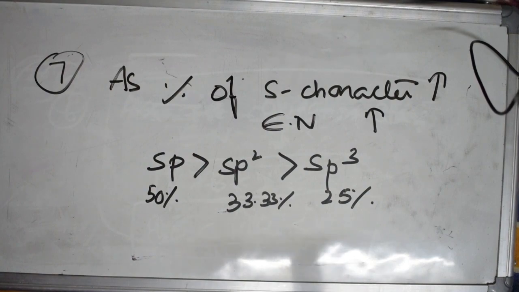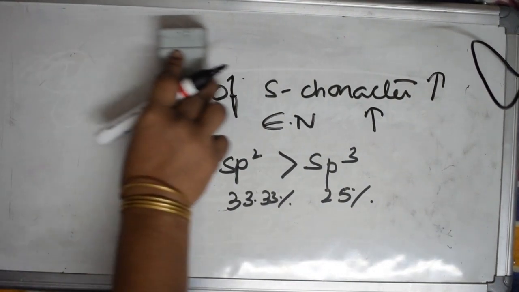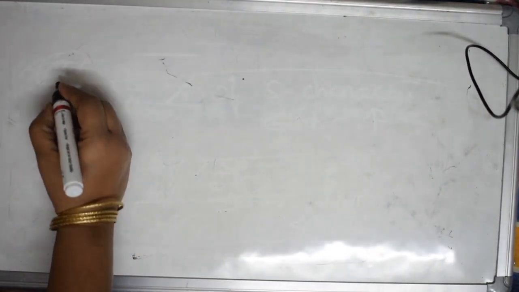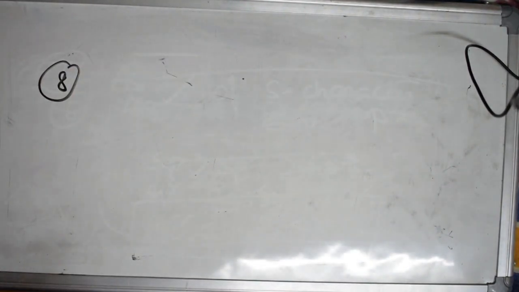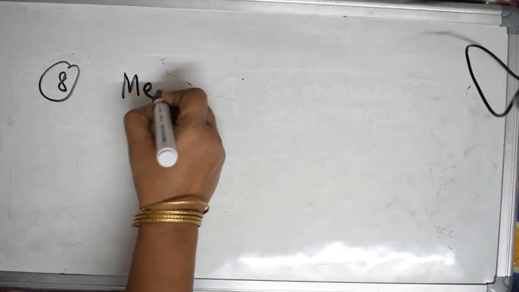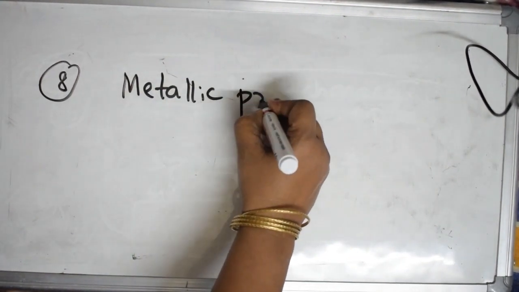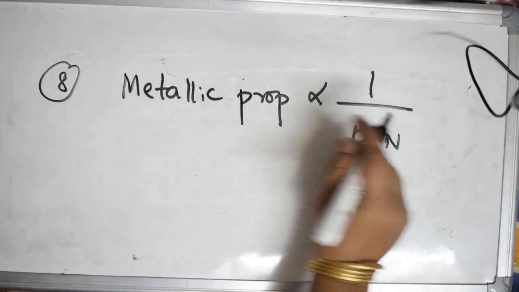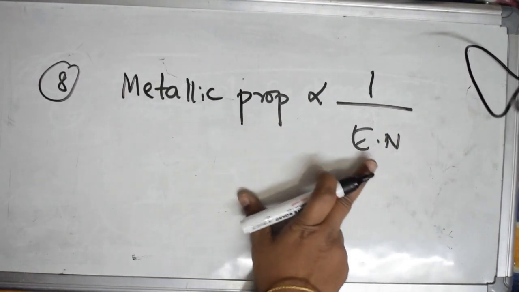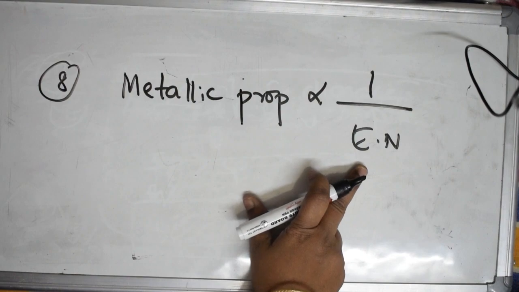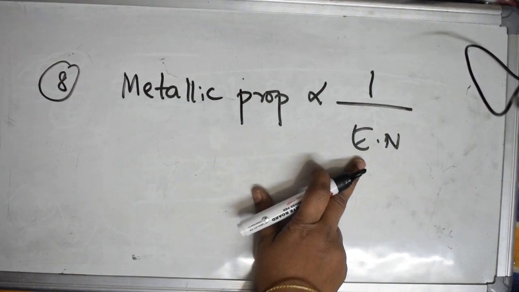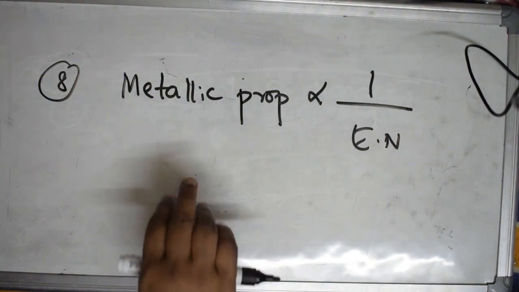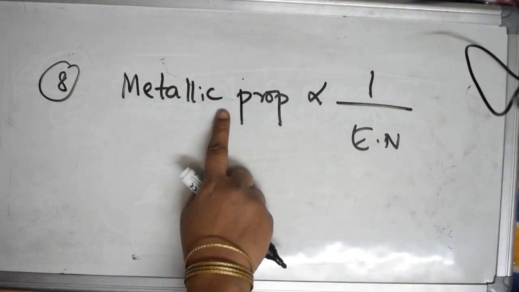Remember. Right. Let us write the 8th trick and see. In the 8th trick, I am writing a trick related to metallic property and electronegativity. Remember, metallic properties are inversely related to electronegativity. That means the ability to donate electrons is inversely related to electronegativity. If the electronegativity of the element is high, the metallic property will be less, means the ability to donate is less, right?